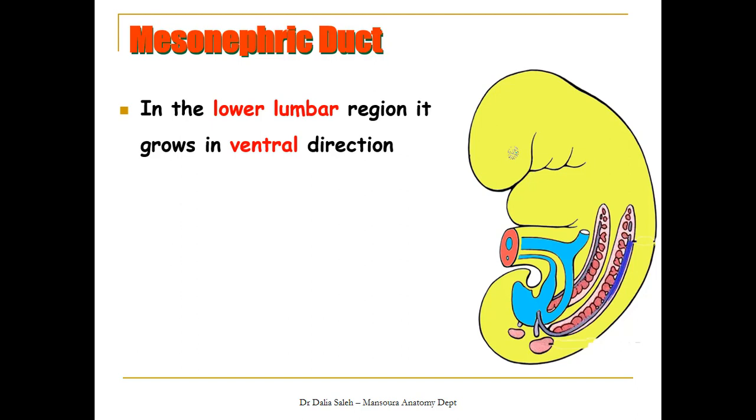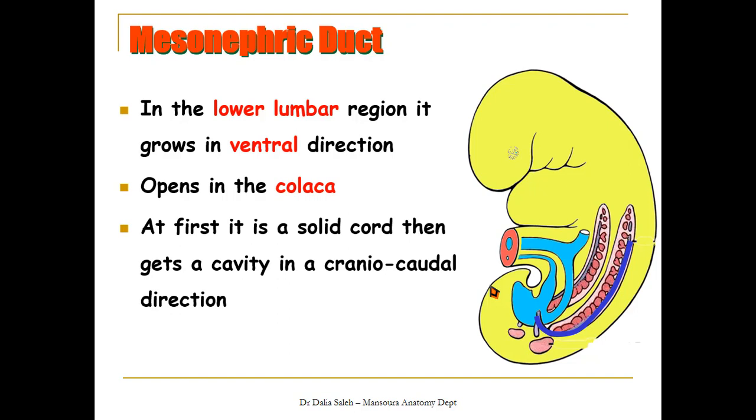So in the lower lumbar region, the mesonephric duct grows in a ventral direction to empty into the cloaca. And the cloaca, if you remember from general embryology lectures, is the common terminal end between the GIT and the urinary system. Later on, it will be divided into dorsal anorectal part and ventral urogenital part. At first, the mesonephric duct is a solid cord, then later on, canalization will take place in a craniocaudal direction.